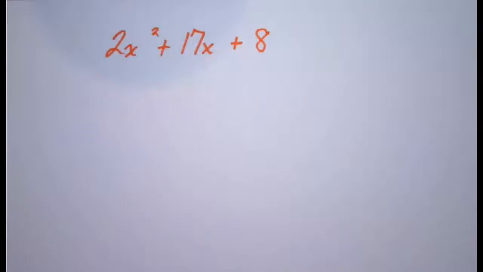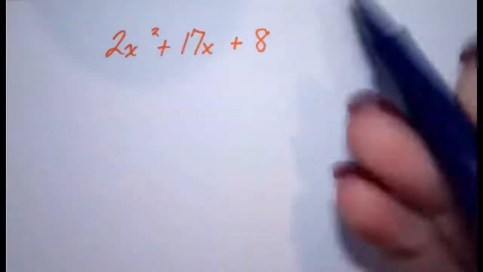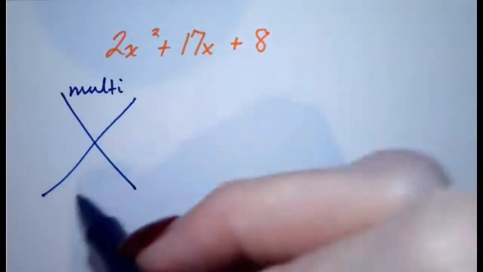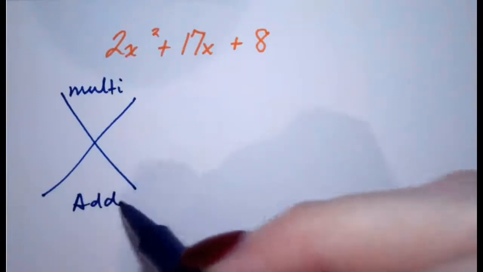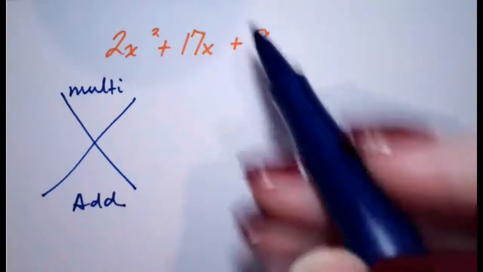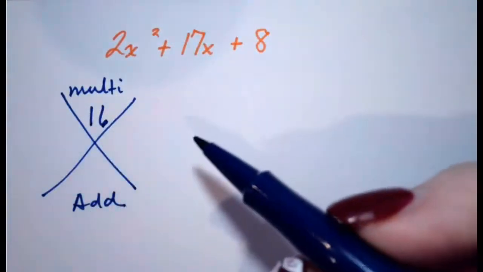So we said when we factor, the very first thing we do is count terms. 1, 2, 3. And when we have 3, we draw an X. We multiply to something, and we add to something. But in this problem, the multiply is 16. Where did that come from?